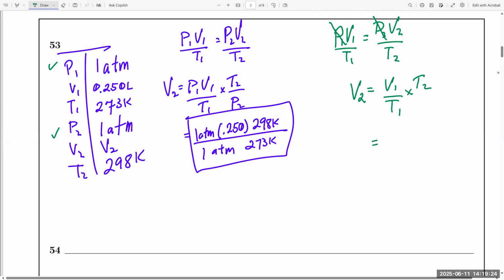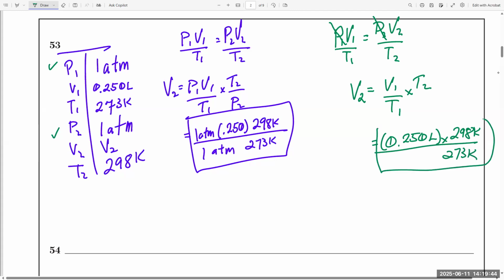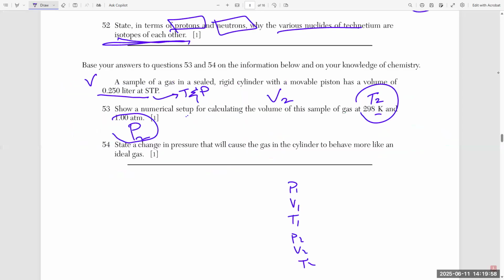The setup would be 0.250 liters times, what is T2? T2 is 298 kelvins, all over 273 kelvins, right? This would also be a correct answer. And if you notice the difference between the one working in blue and the green, the 1 atmosphere is redundant, okay? So either one works. But if you can understand, the green way is actually faster, right? Okay, let's go to 54.